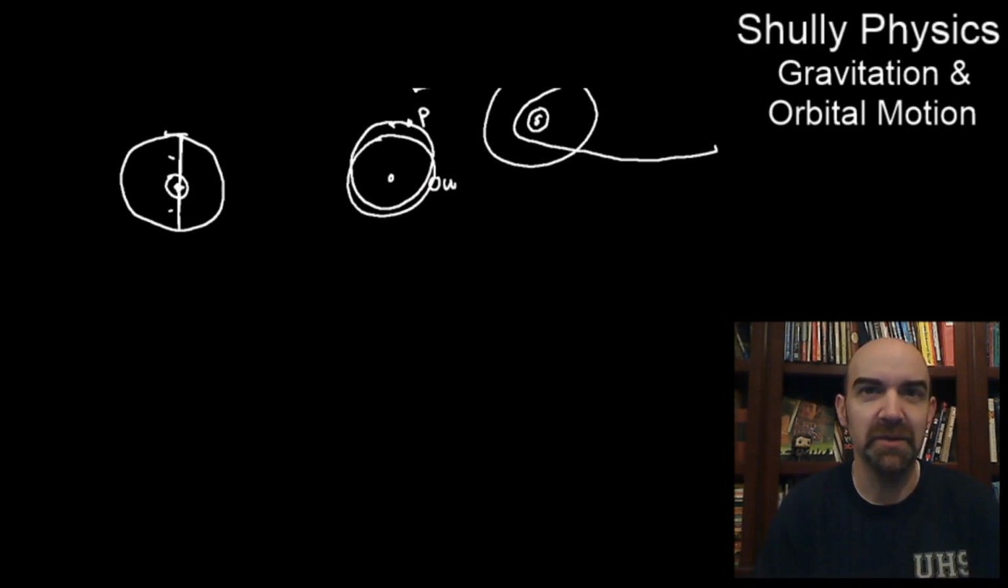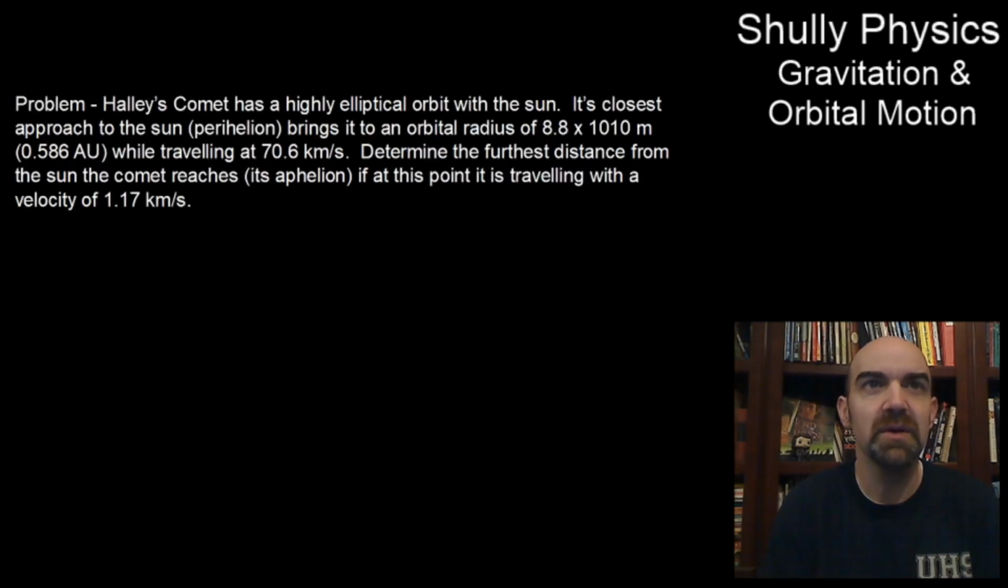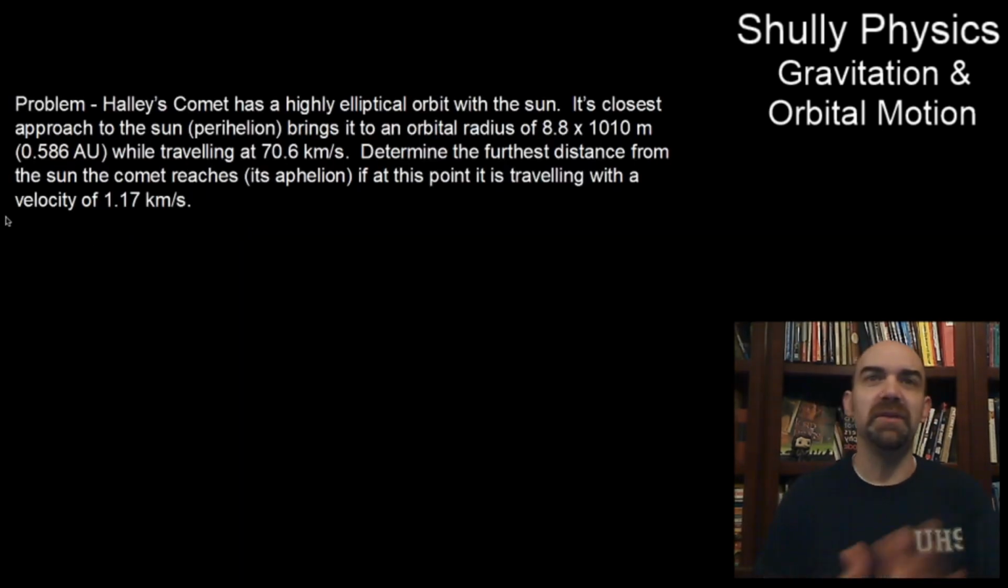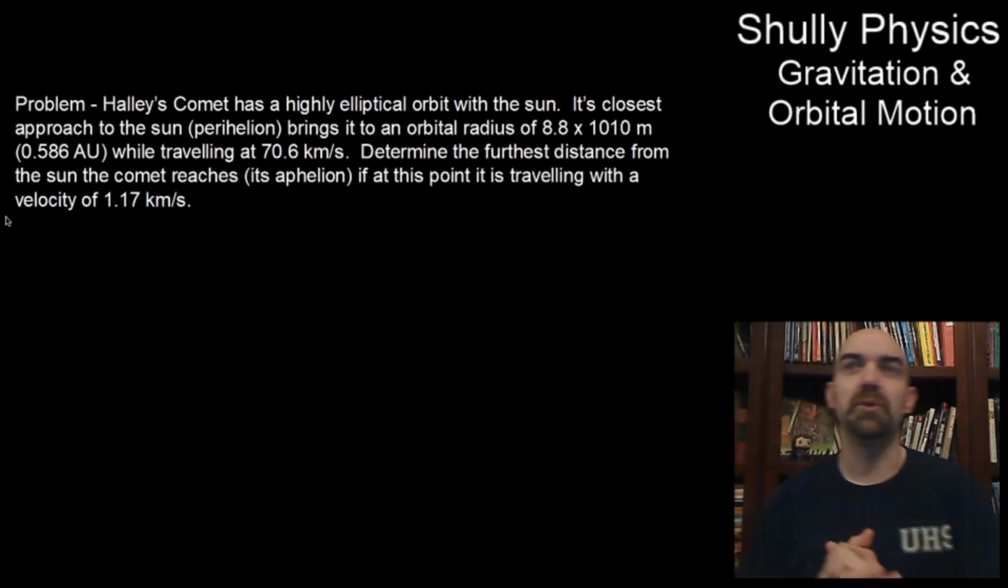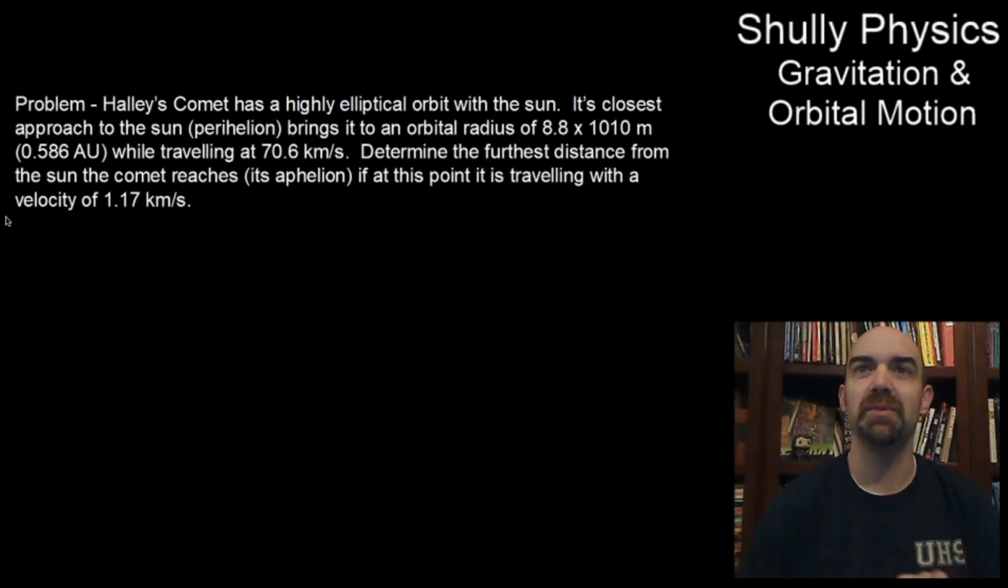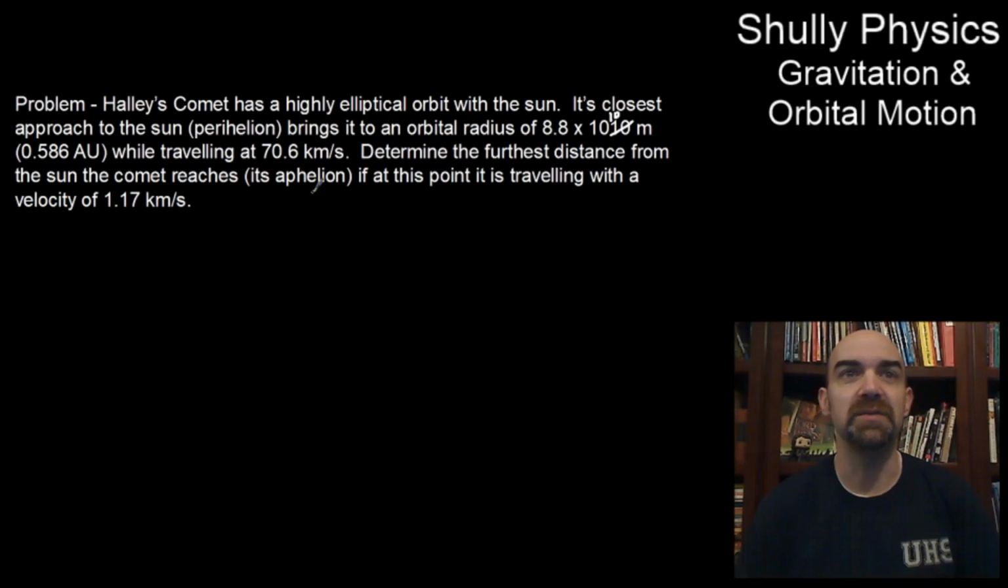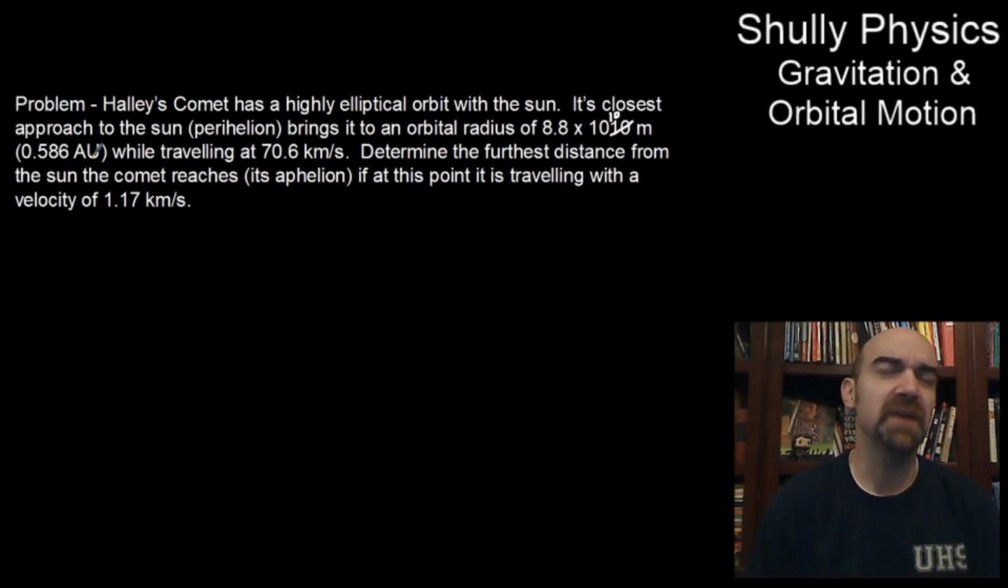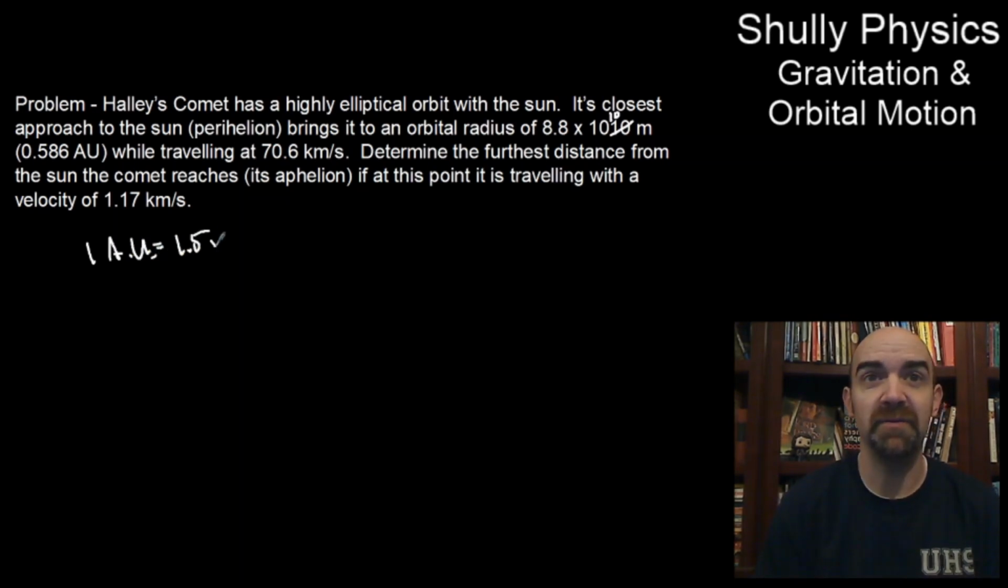So how do we handle these? Let's take this problem. Halley's Comet has a highly elliptical orbit. Its closest approach to the sun brings it to an orbital radius of 8.8 times 10 to the 10th power meters. Now, AU is astronomical units. 1 AU is 1.5 times 10 to the 11 meters.